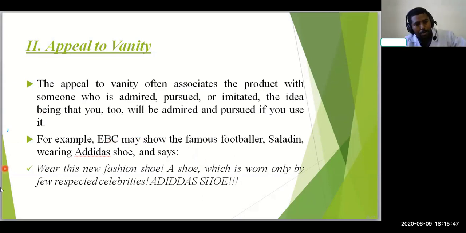For example, in Ethiopia, the Ethiopian Broadcast Corporation may show the famous footballer Saladin wearing an Adidas shoe and say, "Wear this new fashion shoe, a shoe which is worn only by a few respected celebrities like Saladin, the Adidas shoe." It's a kind of advertisement. It's a promotion. So what the listener will do, in order to be respected like a celebrity, that is Saladin, wearing an Adidas shoe, is buy Adidas and wear it.